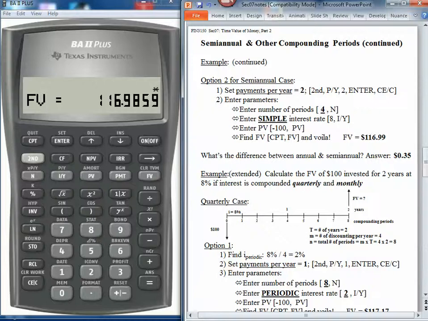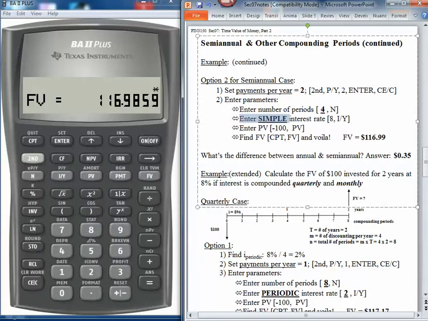Now we can use these payment per year functions. It does not change the number of periods. We still have to calculate the number of semi-annual periods, but we would, in this case, put in a simple or annual rate. And what the p/y function does is it changes that simple rate of 8% into an effective rate given the compounding period.